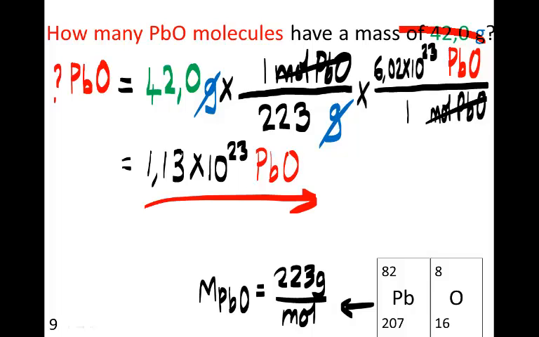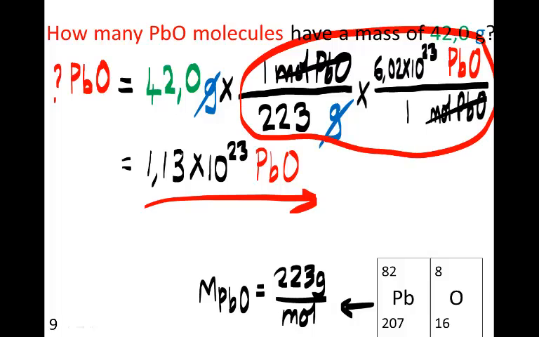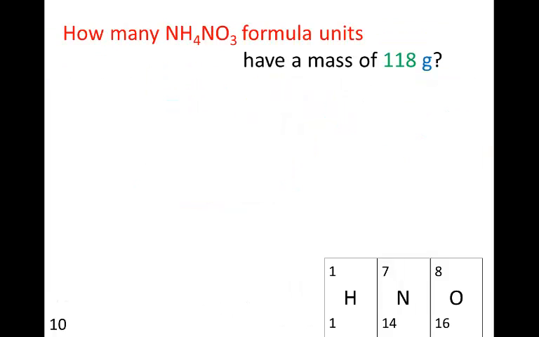Notice I could have combined these two by just saying 6,02 times 10 to the power 23 lead oxide over 223 grams and left out the moles. But maybe you would need to do it in 2 steps just to be able to think it through more carefully. It's your choice. How many ammonium nitrate formula units have a mass of 118 grams? Try to do this yourself.